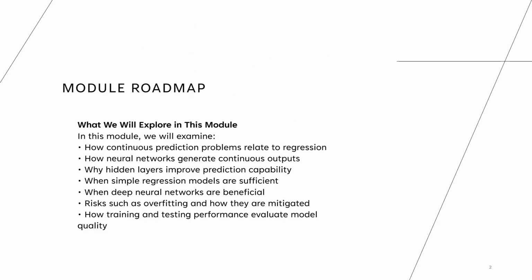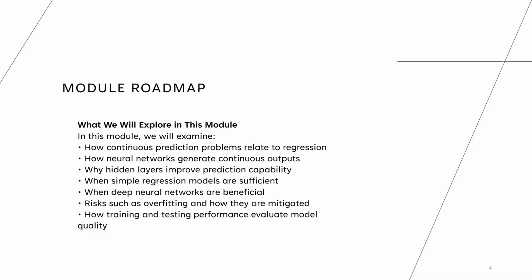Before we dive deeper into the concepts in this module, it helps to briefly look at the roadmap of what we will explore. In this module, we begin by connecting continuous prediction problems to the regression concepts you have already studied. This will help reinforce the idea that many neural network applications are extensions of familiar statistical learning methods. Next, we will examine how neural networks are able to generate continuous outputs, allowing them to make predictions about quantities such as prices, measurements, or forecasts.